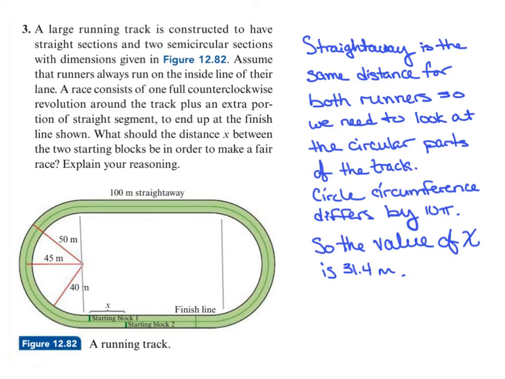So if we were to find the circumference of the 40 meter, 40 is the radius, so the diameter would be 80. So that would be 80 pi for the circumference of that one. And 45 meters would mean we'd have 90 for the diameter. 90 times pi is 90 pi. So the difference between 90 pi and 80 pi is 10 pi. So that's where this x needs to come.